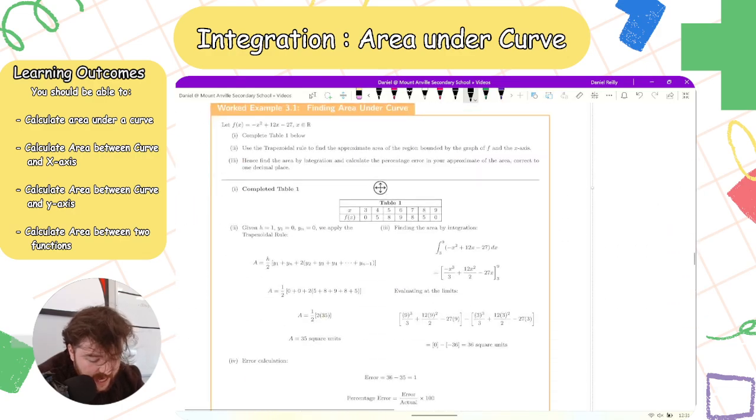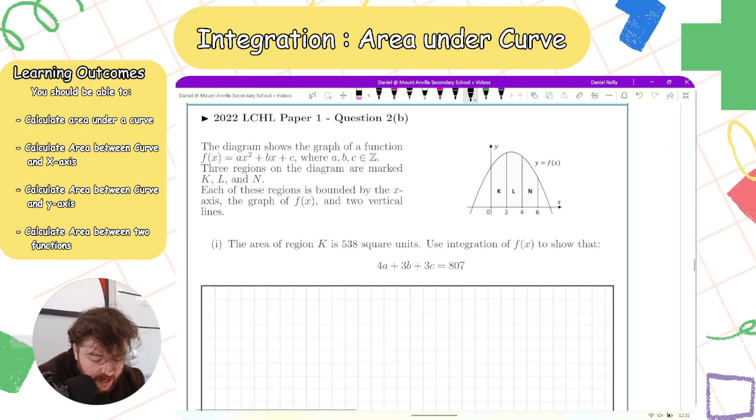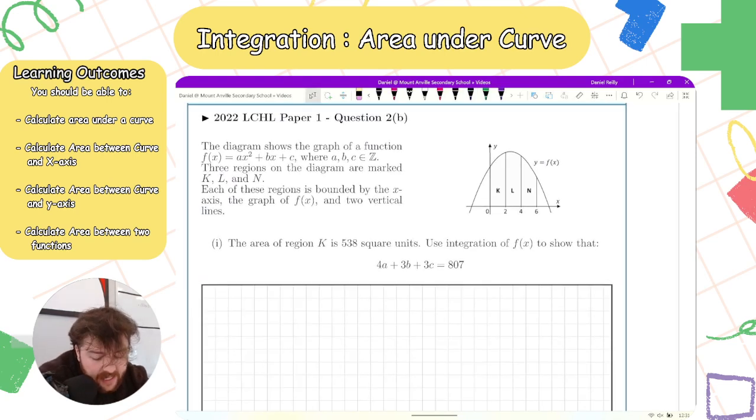So let's look at an example question here. 2022: the diagram below shows a graph of the function ax squared plus bx plus c, where a, b, and c are integers. The 3 regions of the diagram are marked K, L, and N. Each of the regions is bounded by the x-axis. The area of region K is 538. Use integration of f of x to prove this.